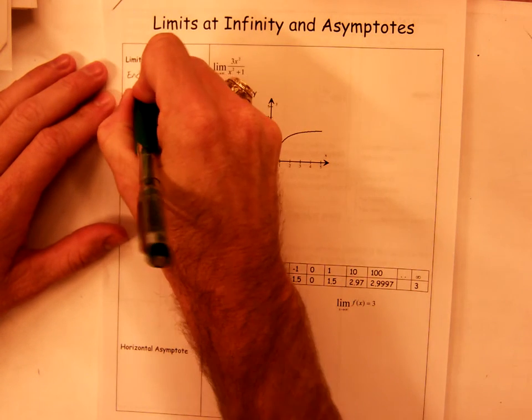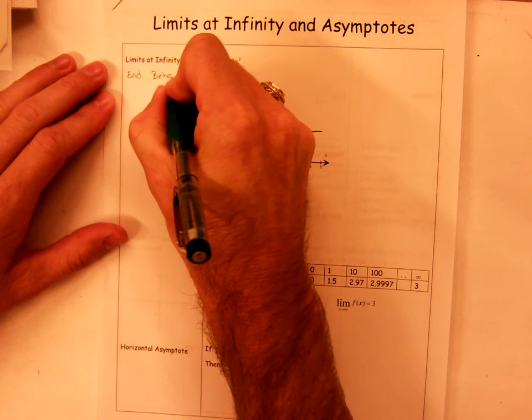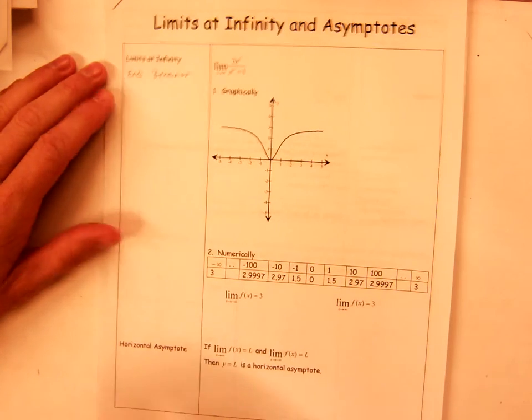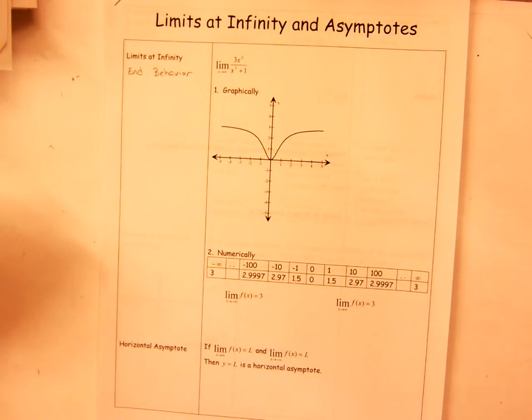So last year, hopefully you learned a little bit about end behavior of different functions. End behavior is basically what is happening when x is really, really, really big, or when x is really, really, really small, or really negative. So what's happening out there?